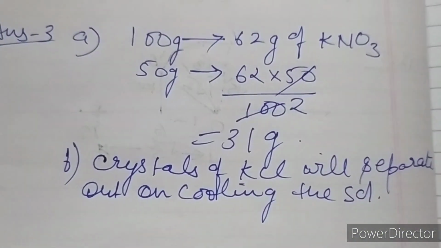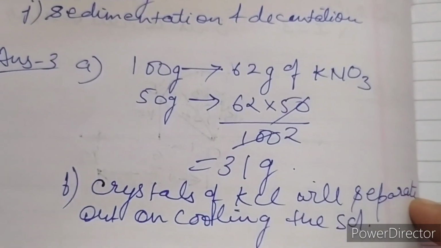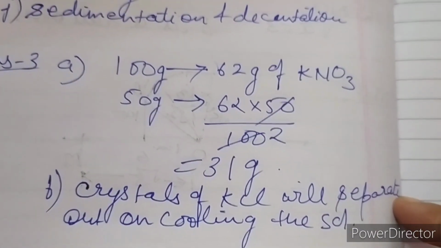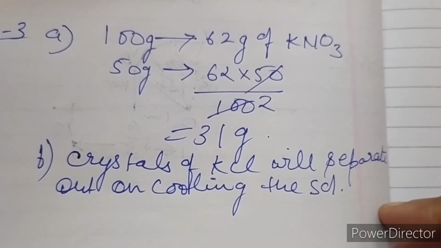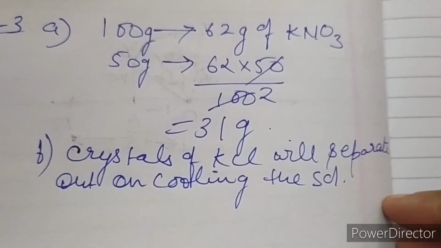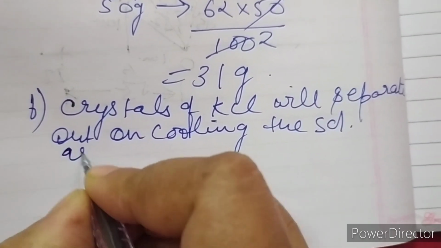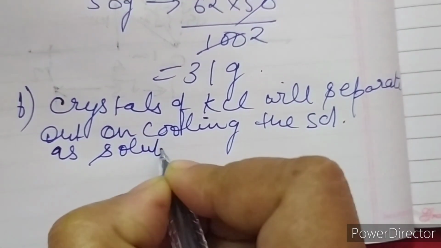And why does this happen? Because the solubility of KCl decreases with decreasing temperature. As the temperature decreases, the solubility of the salt goes on decreasing.